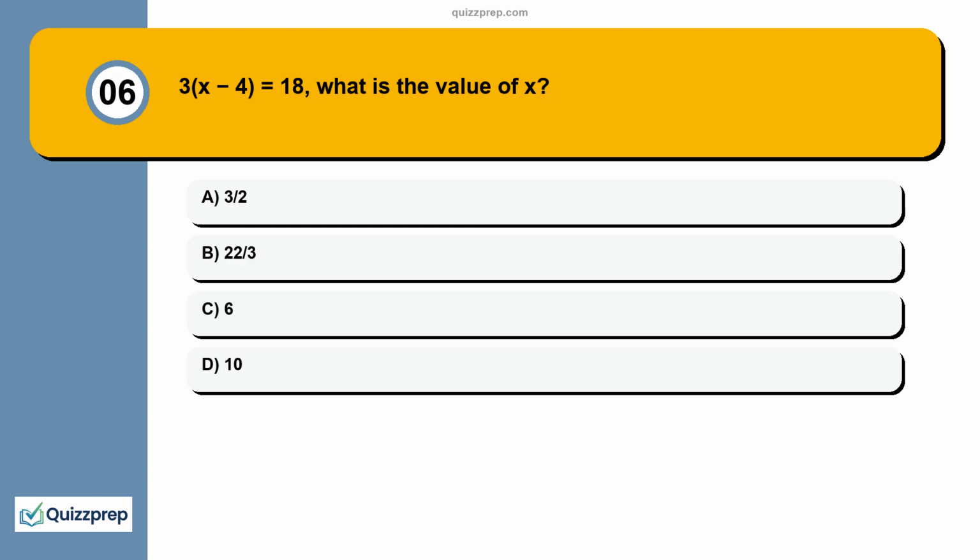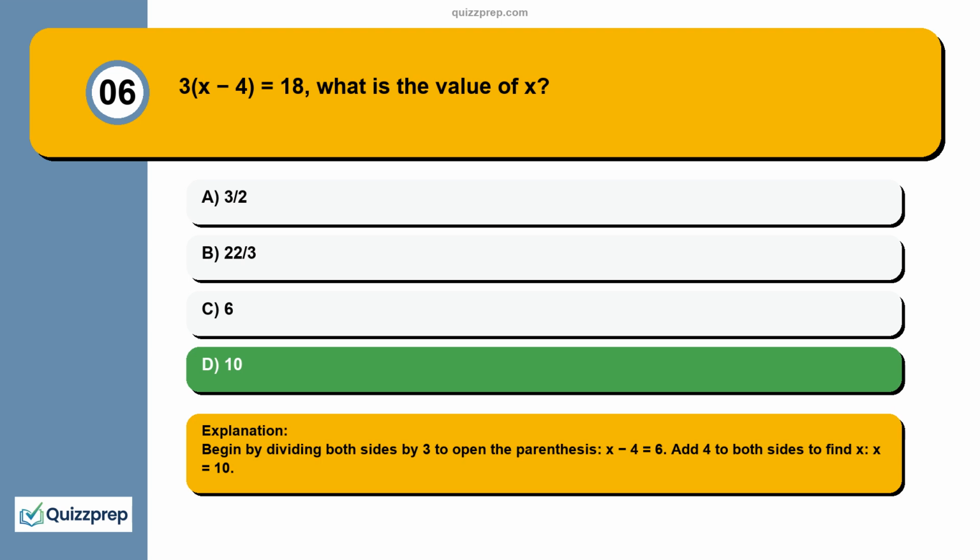Question 6. 3(x minus 4) equals 18. What is the value of x? 3/2, 22/3, 6, 10. Begin by dividing both sides by 3 to open the parenthesis. x minus 4 equals 6. Add 4 to both sides to find x equals 10.